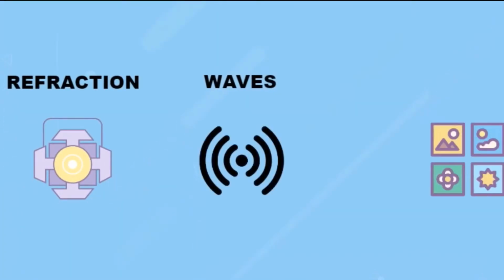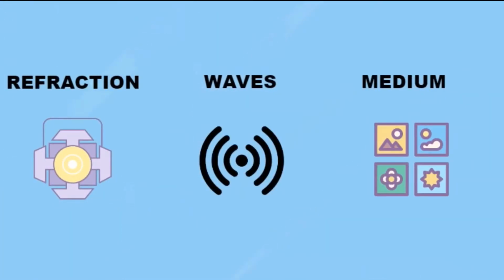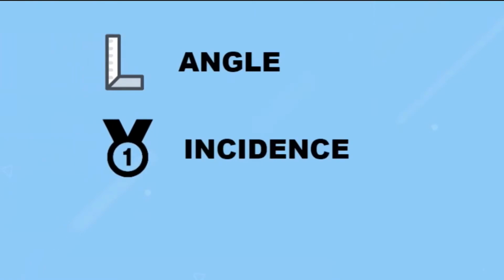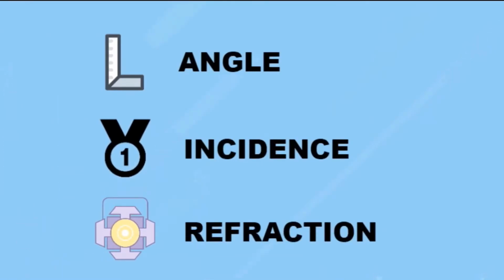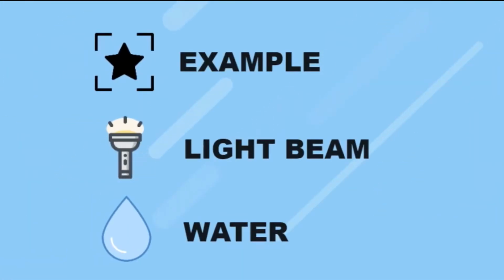3. Refraction. The transition of waves from one medium with a certain wave speed to another medium with a different wave speed causes refraction. The angle of incidence is, after the refraction, no longer equal to the refractive angle. For example, a light beam which goes through the water.